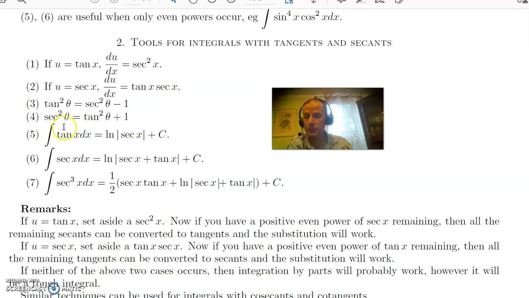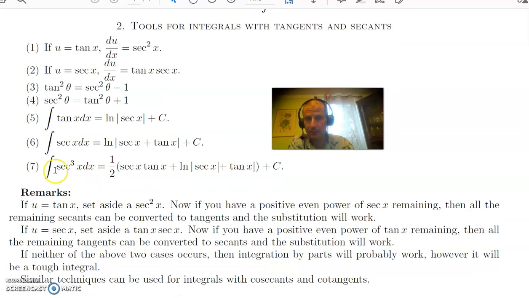However, other formulas that will come up and might make your life a little bit easier are that the integral of tangent x is natural log of the absolute value of secant x, and the integral of secant x is natural log of the absolute value of secant x plus tangent x. And this seems a bit esoteric here, like why should we care about the integral of secant cubed x, but it seems to come up a lot, more than you would expect. So also, because it'll be useful, the integral of secant cubed x is 1/2 times the quantity of secant x tangent x plus natural log of the absolute value of secant x plus tangent x.